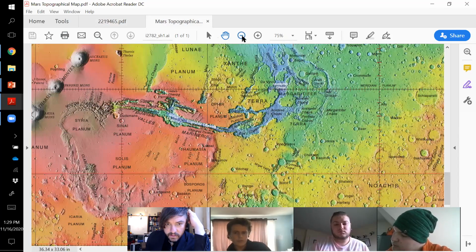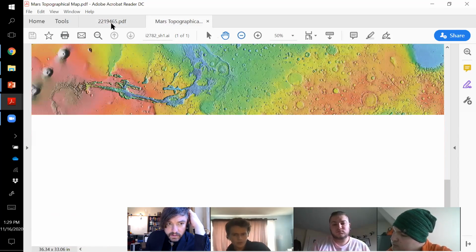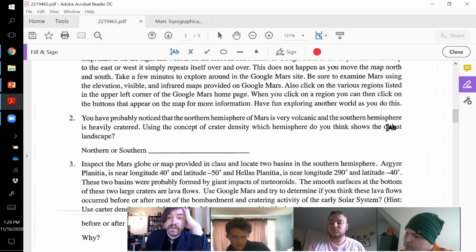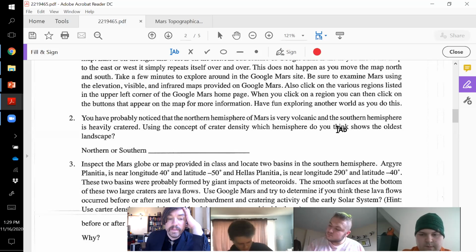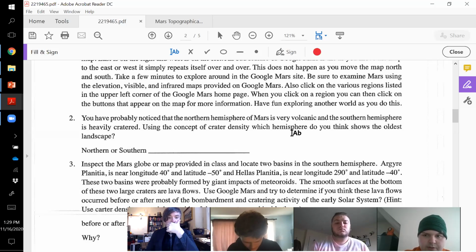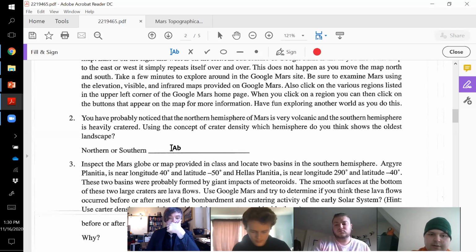The northern, because there's less craters. Wait a minute, it asked for the oldest surface. I thought we learned that the older, that doesn't make sense, Andrew. Should an old surface show more craters or less craters? It would be the southern, since it is heavily cratered.